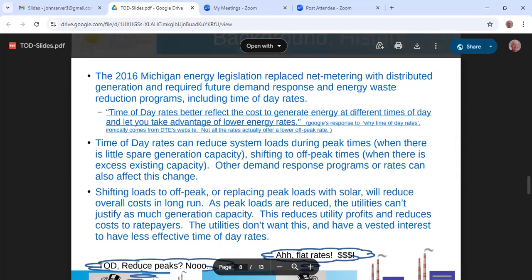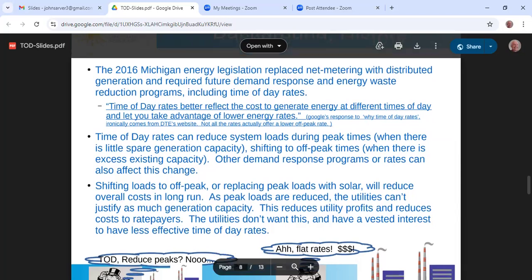So here, this next slide is a little bit of history and background about why we have time of day rates. The 2016 energy legislation is what got rid of net metering and said that we need to have distributed generation and we need to have cost of service based rates. That's what got us distributed generation. It also said that the utilities had to do more about demand response and energy waste reduction programs, which includes having time of day rates.